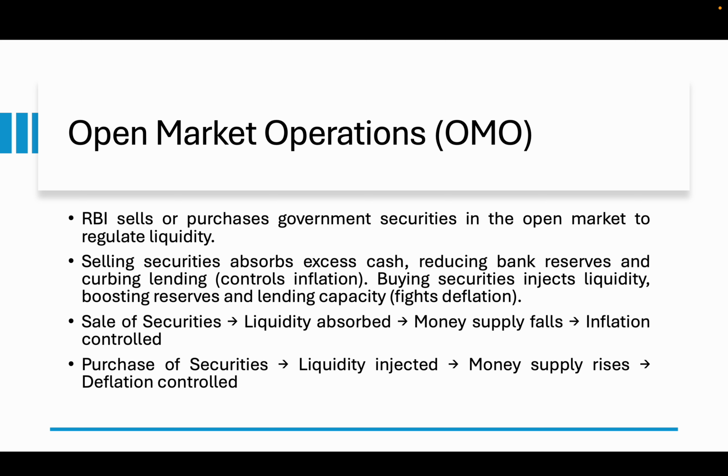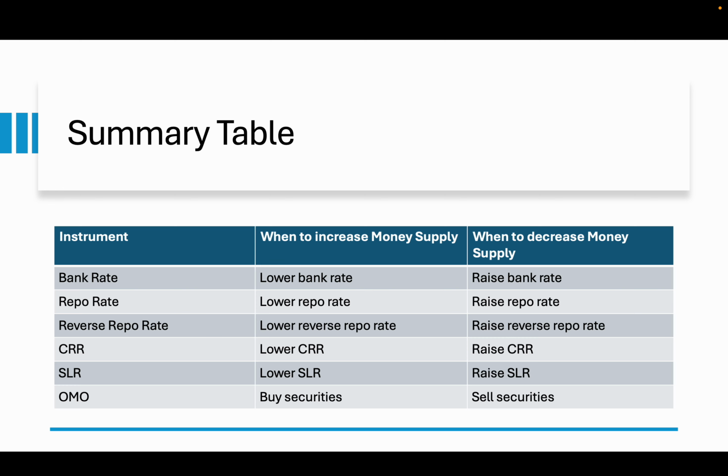You might remember during COVID-19, RBI bought government securities to pump liquidity into the economy so that banks have more money to lend and support growth.